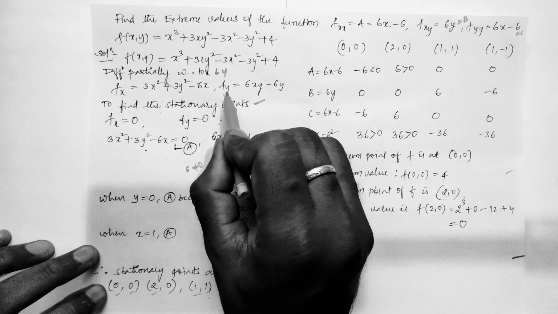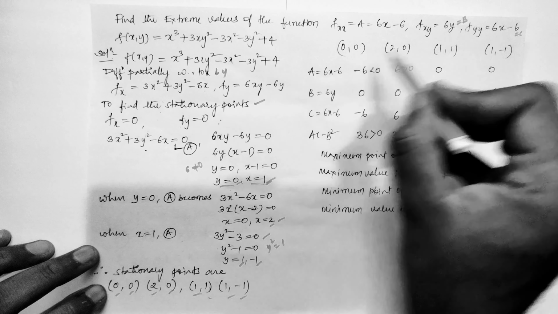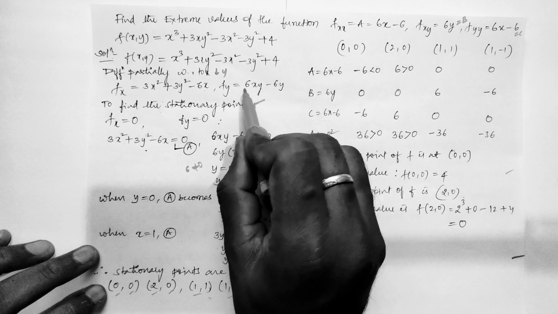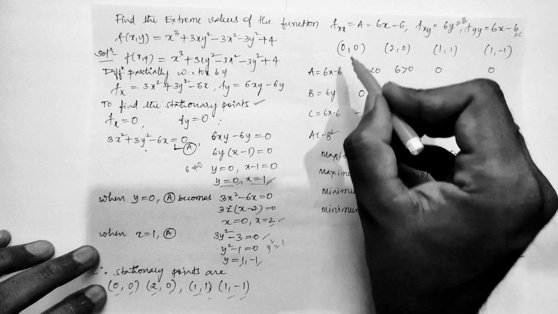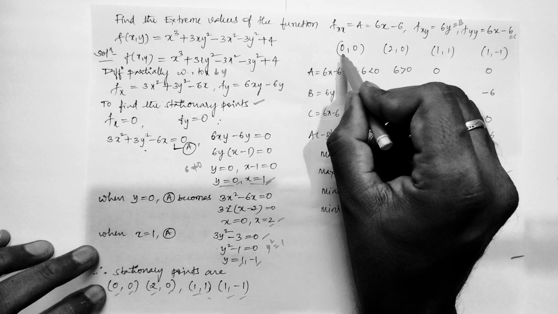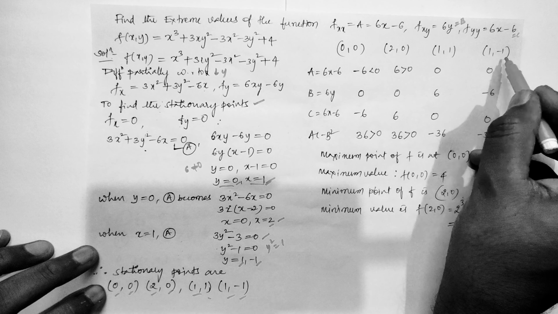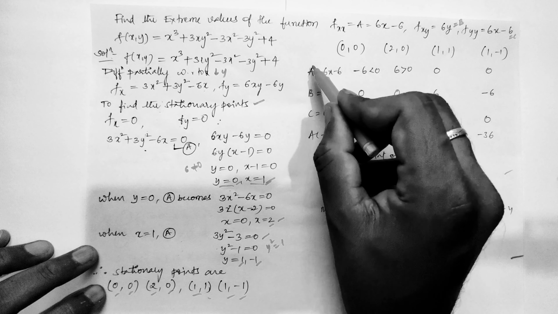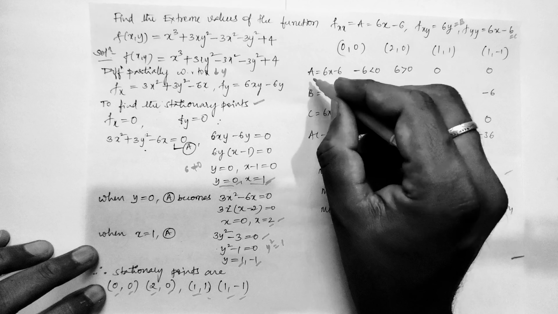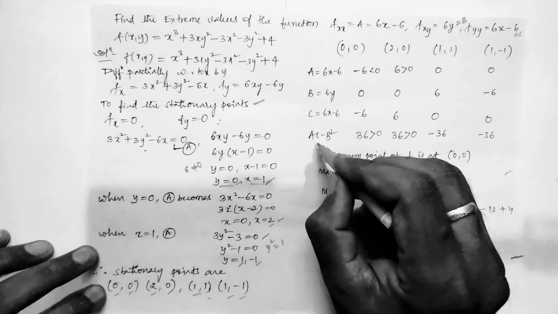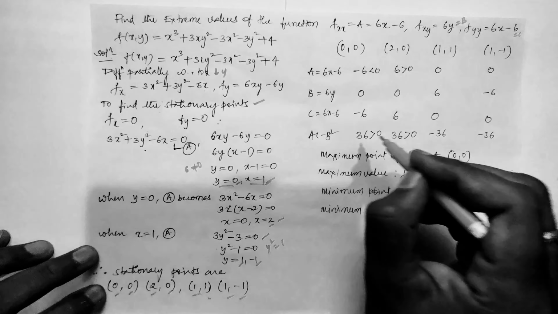That is f of y. You differentiate fy with respect to x. You will get the middle value, B, which with respect to x is 6y. Then you write the stationary points 0, 0, 2, 0, 1, 1 as well as 1, minus 1. And in the vertical, you can write A, B, C and AC minus B square values.